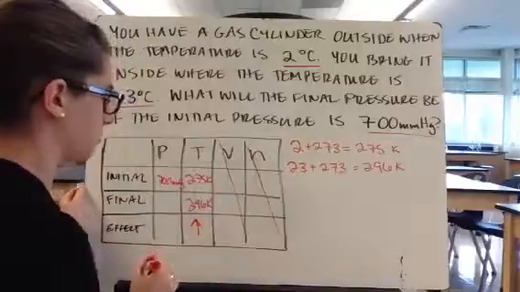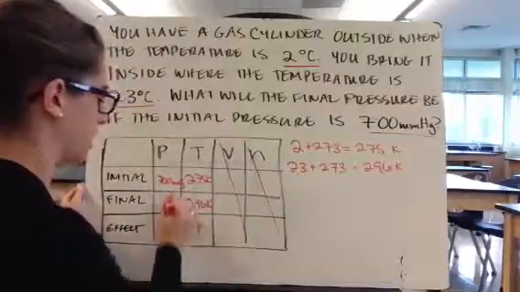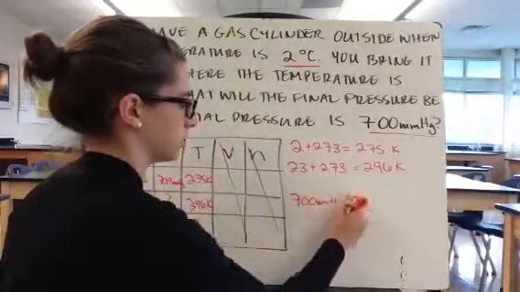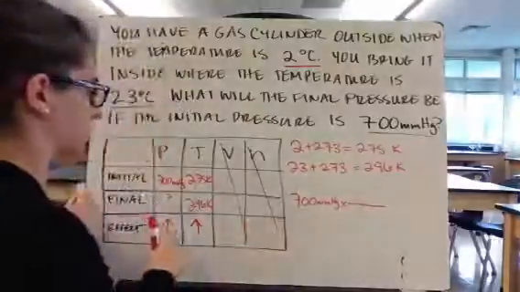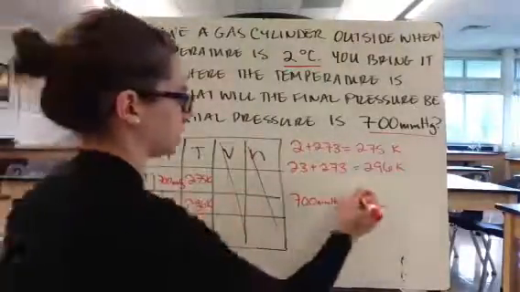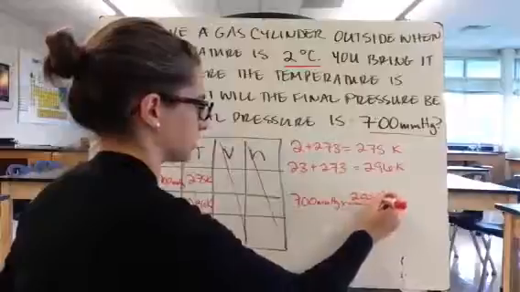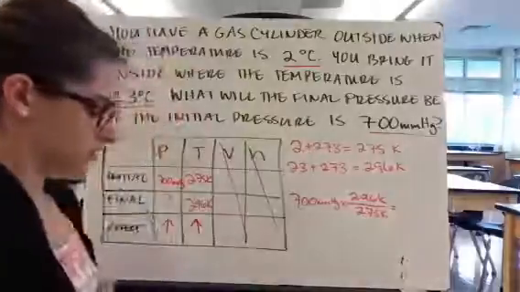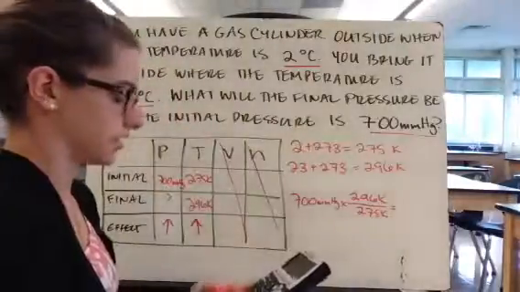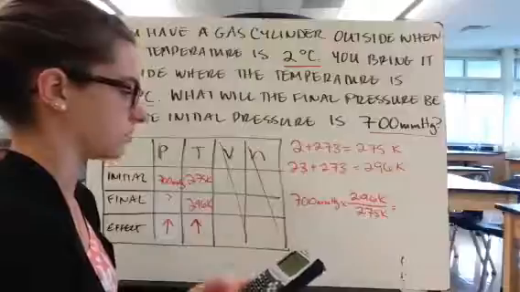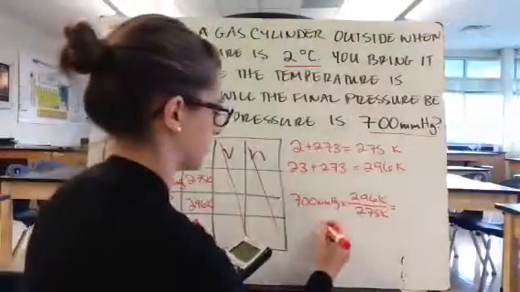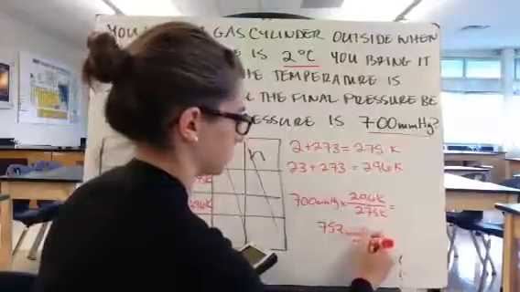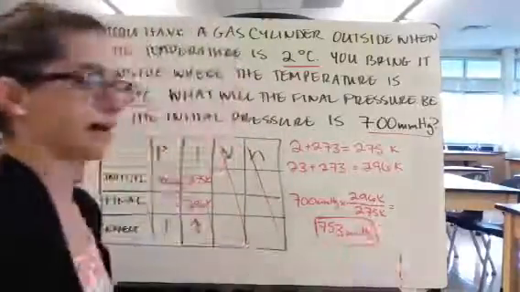Okay, so what did my temperature do? My temperature went up. So my pressure is also going to go up. So I have 700 millimeters of mercury. Since my pressure is going up, I need my big temperature to be on the top, 296. And then 275 is going to go on the bottom. And then I do 700 times 296 divided by 275, and I get 753 millimeters of mercury as my final pressure.